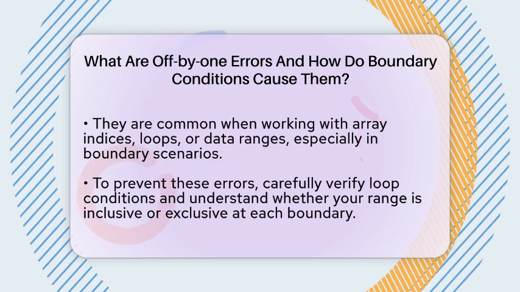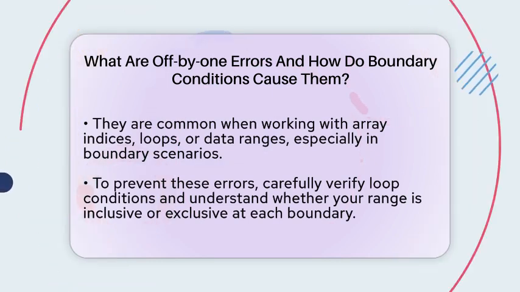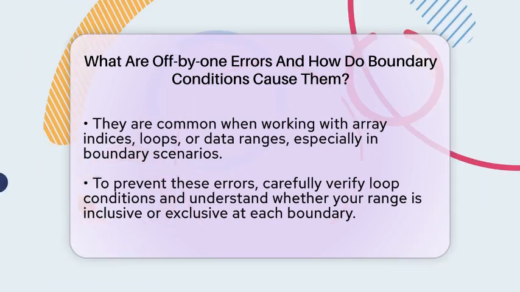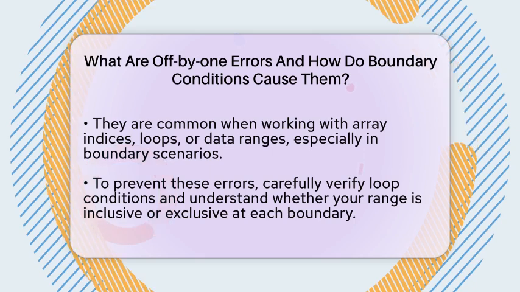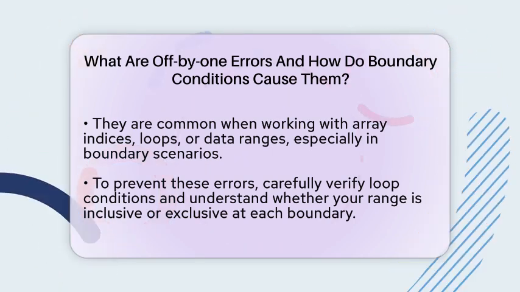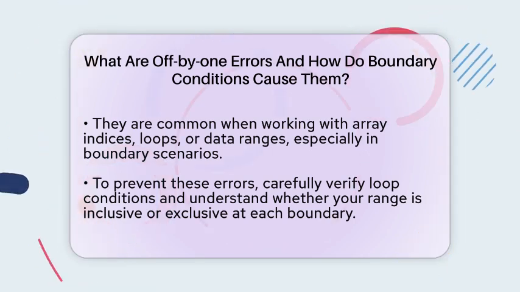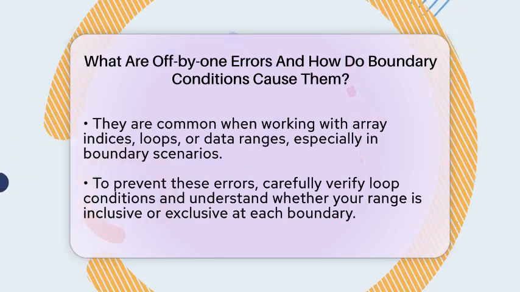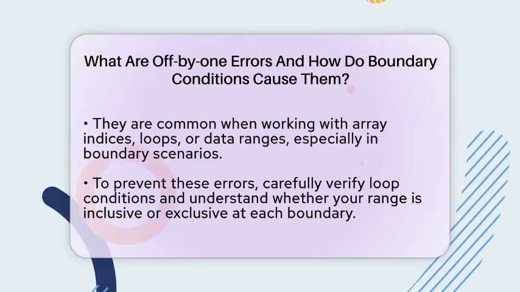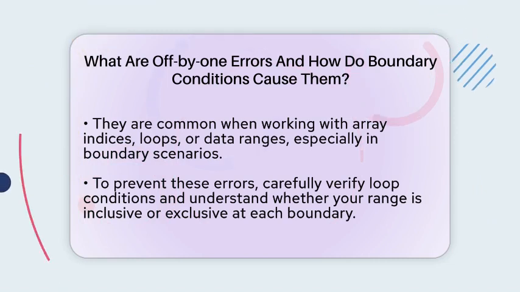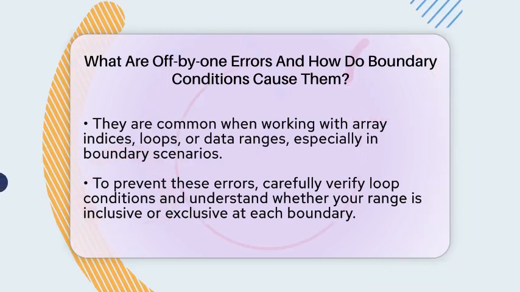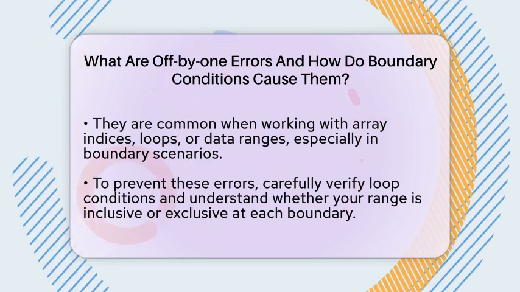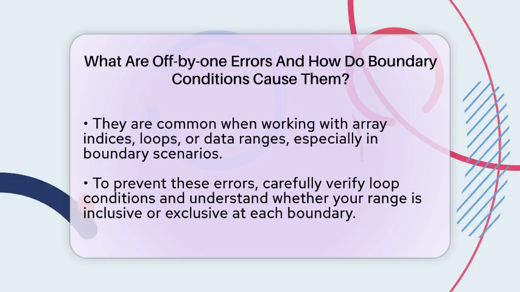To avoid these mistakes, carefully check your loop conditions. Make sure you understand whether your range is inclusive or exclusive at each boundary. Using consistent conventions helps a lot. For example, many programmers prefer half-open intervals, where the start is included but the end is not. This makes it easier to reason about your loops and avoid off-by-one mistakes.